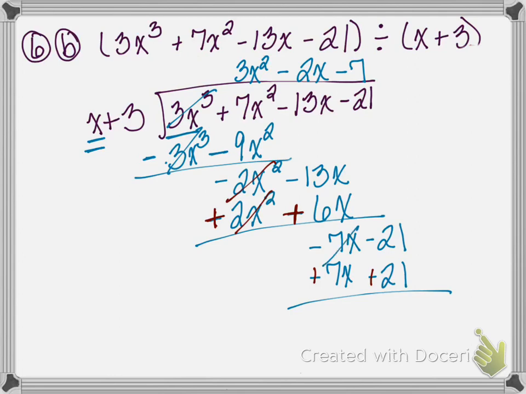Negative 7x and positive 7x cancel. Negative 21 and positive 21 cancel. So we have no remainder. So our final answer is 3x squared minus 2x minus 7. Okay? Whew, let's leave division behind us. Okay. Let's move on to number 7.